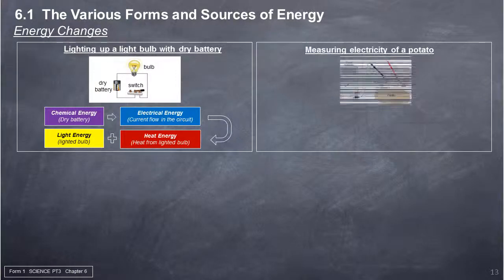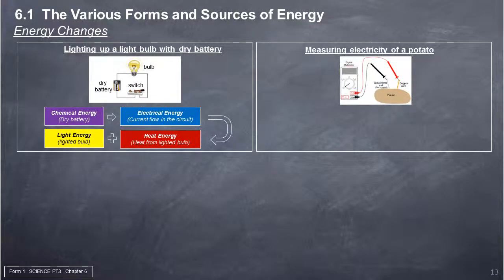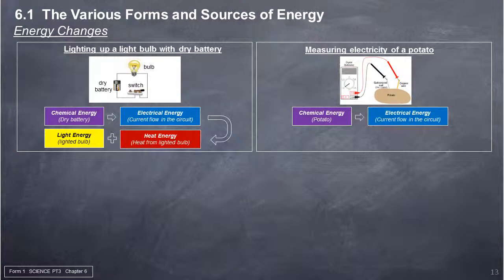Measuring electricity of a potato. The energy changes are chemical energy in a potato change to electrical energy of current flow in the circuit, change to light energy of the display on the digital multimeter.